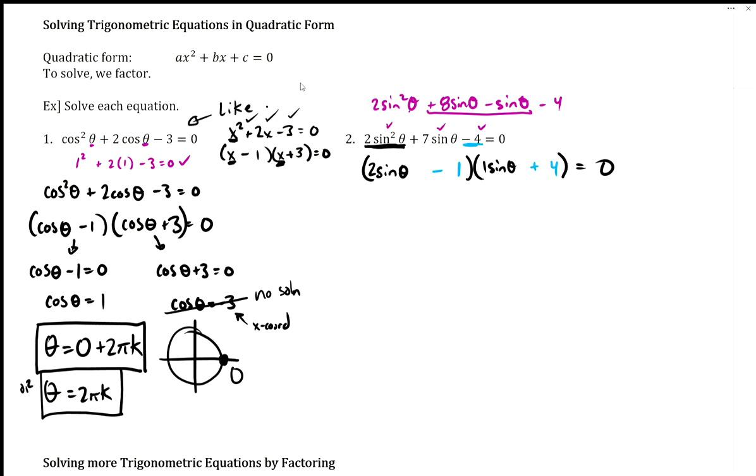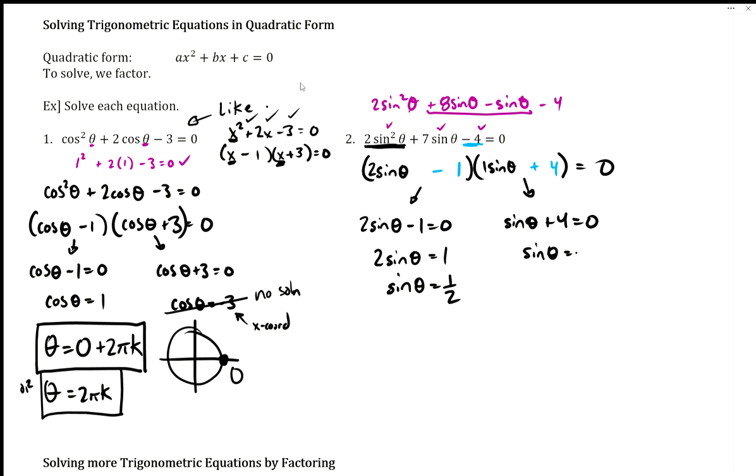And now that it's factored correctly and set equal to 0, we can split each factor and have them set equal to 0. This first one we can solve by adding the 1 over and then dividing by 2. So we would have sine of theta equals 1/2. And then the second equation we could solve by just subtracting the 4 from both sides.